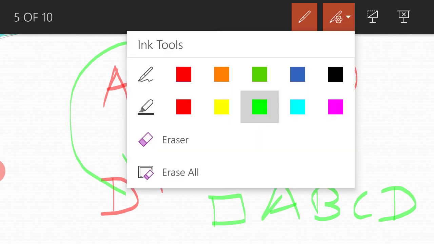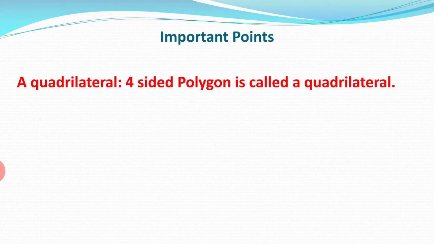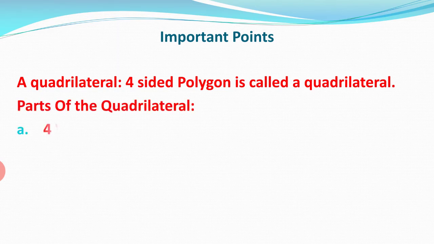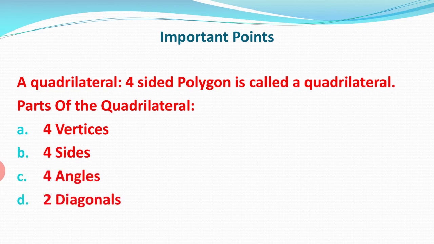So let us summarize all the things we have studied till now. A four-sided polygon is called a quadrilateral. Parts of the quadrilateral: 4 vertices, 4 sides, 4 angles and 2 diagonals, and these are used to define the properties of types of quadrilateral. Is it clear? Every quadrilateral will have 4 vertices, 4 sides, 4 angles and 2 diagonals. Now with this knowledge, we will go for types of quadrilateral.